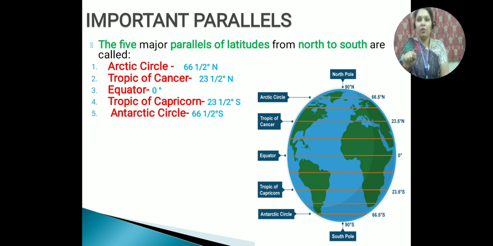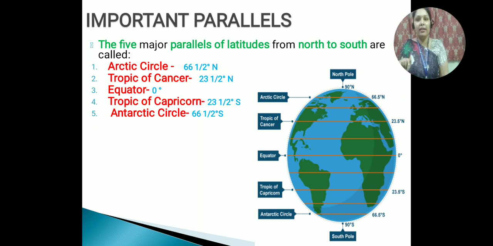If we go towards the south pole, the first line after the south pole is the Antarctic Circle. If we go down towards the south, the first line of latitude is the Antarctic Circle, and the degree of the Antarctic Circle is also 66.5 degree, but because it is towards the south, we take 66.5 degree south. Now, if we go towards the north, we have already talked about the Arctic Circle.